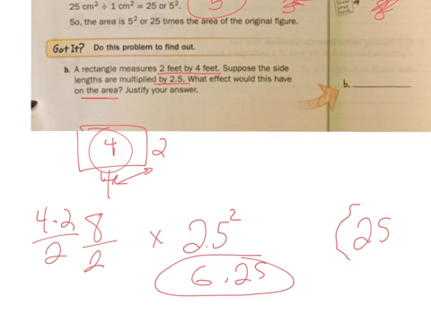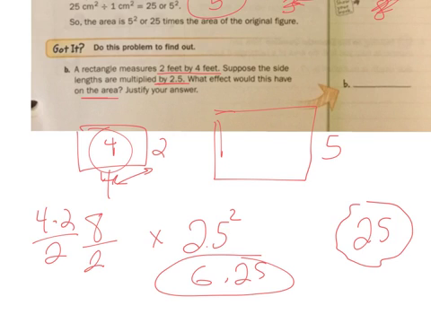I'm just going to set this to the side over here. I think the new shape is going to be 25 for an area. All right, let's do this. It says the lengths need to be multiplied by 2.5. So 2 times 2.5 equals 5. 4 times 2.5 equals 10. Okay, now let's find the area.